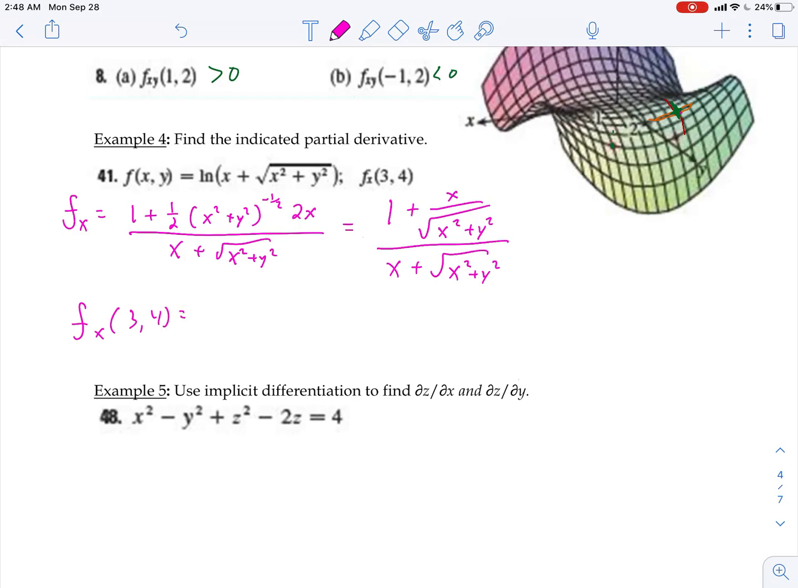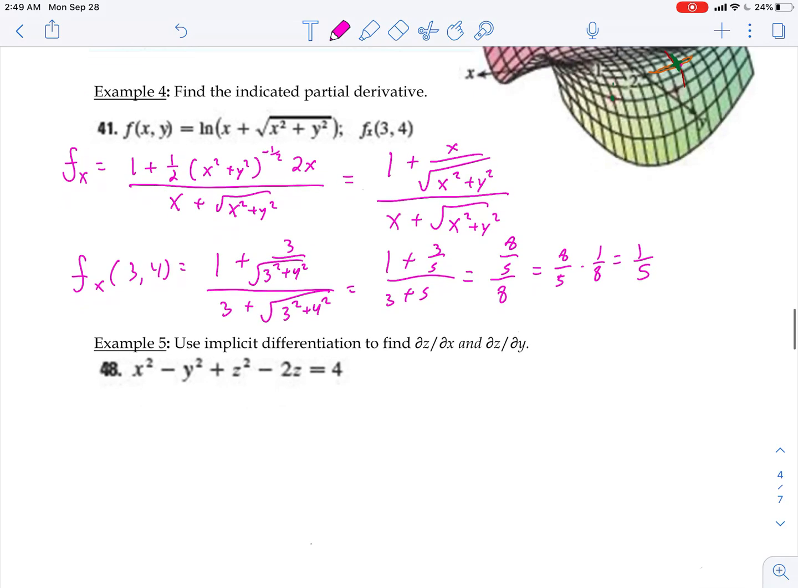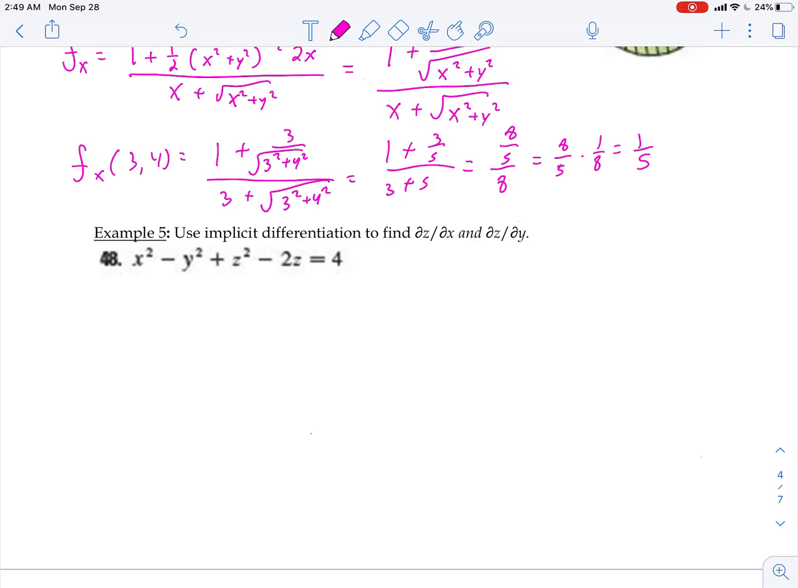Now I'm going to evaluate this at (3, 4), so I'm going to substitute in my values. I get 1 plus 3 over the square root of 3 squared plus 4 squared, all over 3 plus the square root of 3 squared plus 4 squared. So I get 1 plus 3/5 over 3 plus 5, which is 8/5 over 8. 8/5 times 1/8, the 8s cancel out, and we're left with just 1/5. All right, that's it for 41.